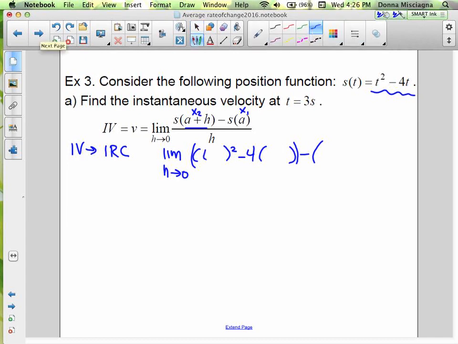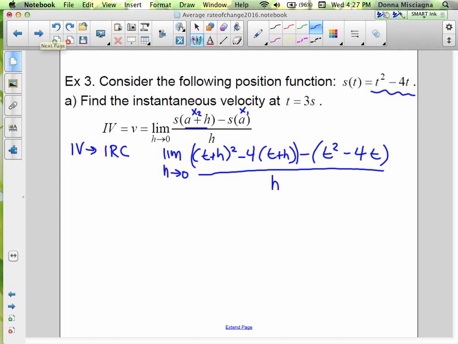So I'm sorry, t plus h squared and t plus h, minus t squared minus 4t. I like to keep it in terms of time. All divided by h. Right? Whether it was a t or an a doesn't really make a difference. It's just that we have t as my variable in that equation.